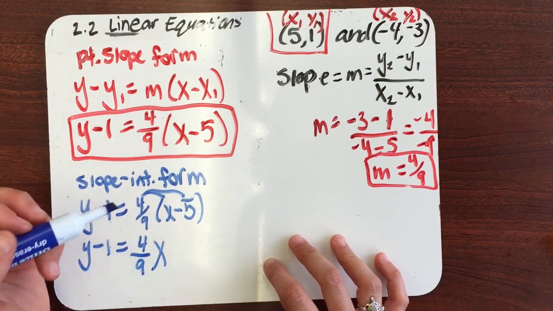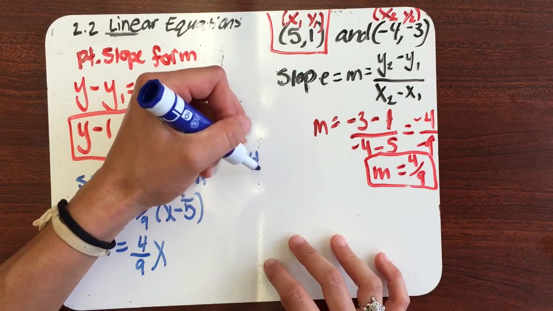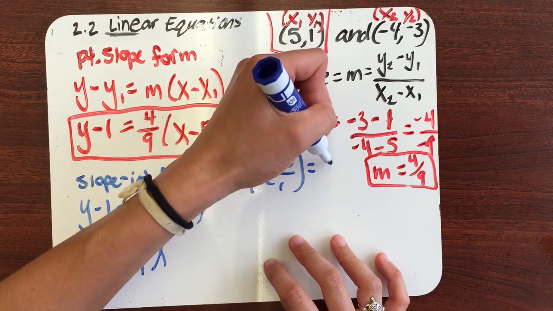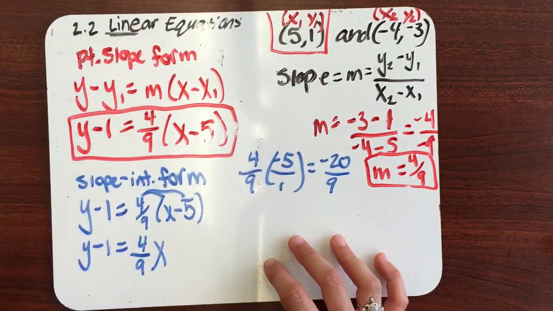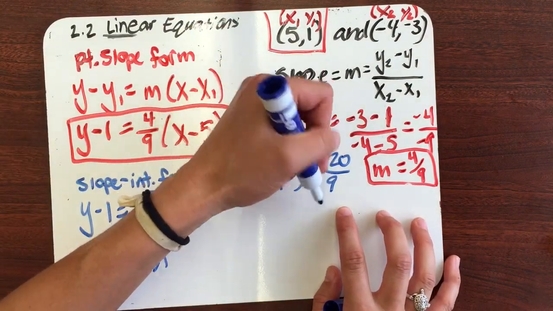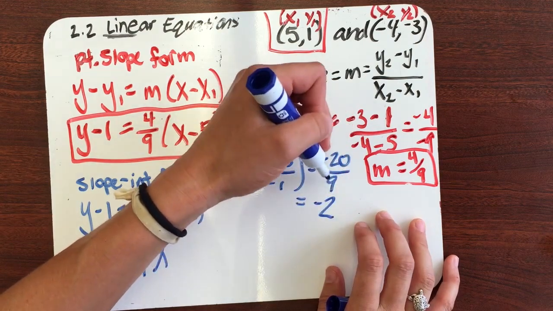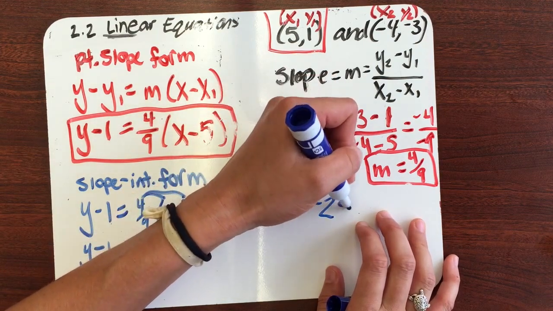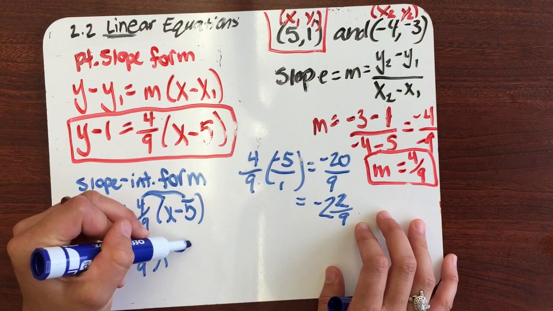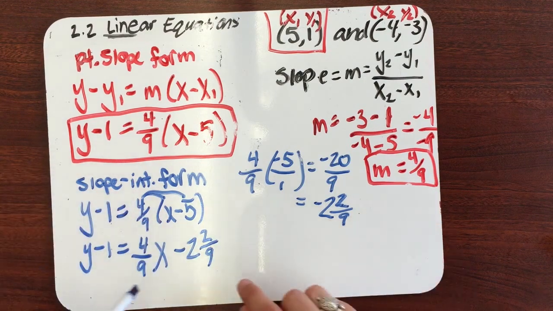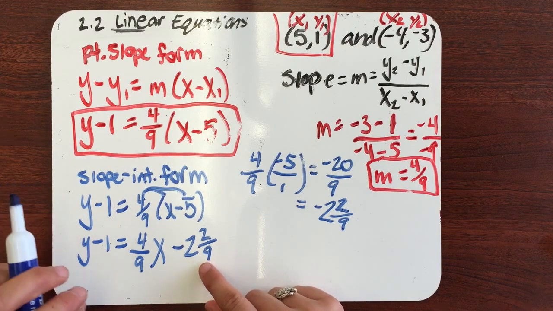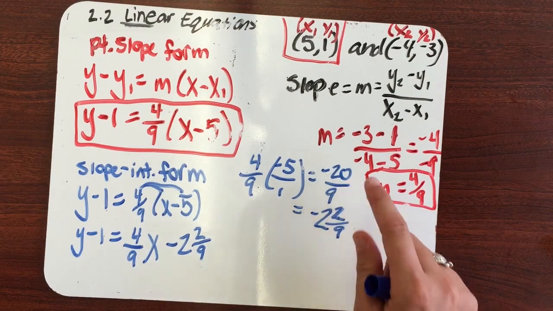So we could do some side work with this, which is 4/9 times -5/1, which is going to give us -20/9. You can leave it like that, which is an improper fraction, or you can change it to a mixed number by saying 9 goes into 20 2 times, because 9 times 2 is 18, and then there's 2 left over, so -2 and 2/9. And it's better to put it as a mixed number, because when you go to actually graph it, it'll be easier to graph it when it's a mixed number rather than an improper fraction.